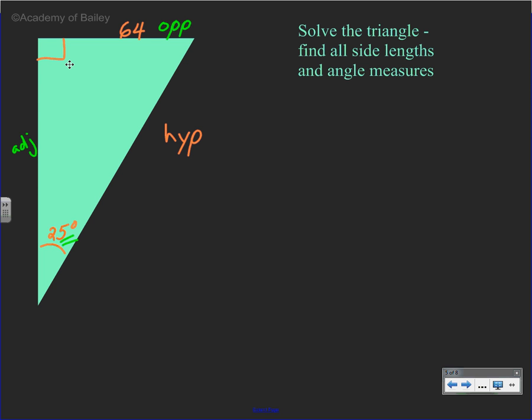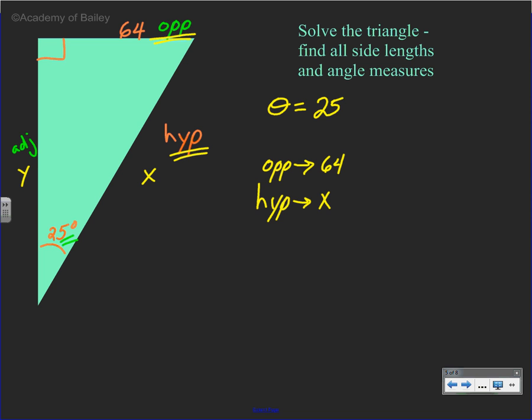And so now we have to figure out which trig function we're going to be using. If we know the opposite is 64, what do you want to find, the adjacent or the hypotenuse? Okay, we'll find the hypotenuse. I'm labeling it as x. And theta, 25 degrees.